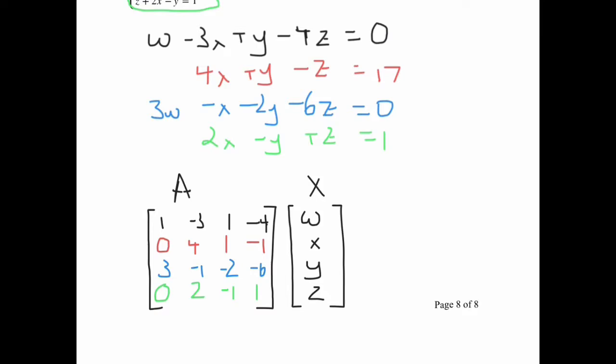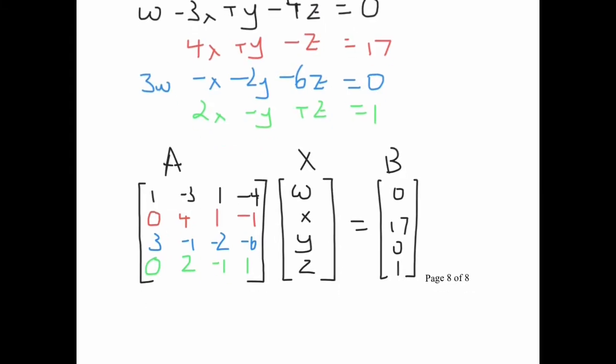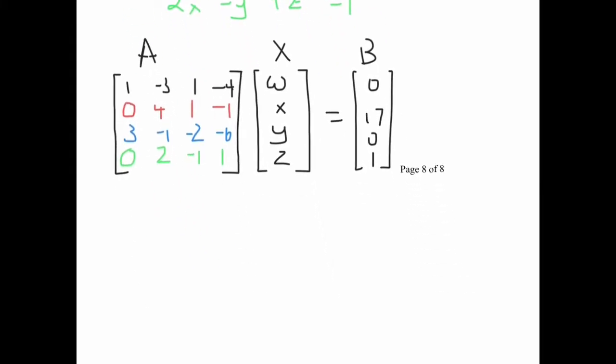Finally, we need to set up our totals matrix, which we typically call B. And so I'll say B here, a little equal sign. And this is the totals from the right-hand side. And so we've got a 0, a 17, a 0, and a 1. And so these then are the equations that we'll be putting into our calculator in just a minute. So let me grab a calculator.